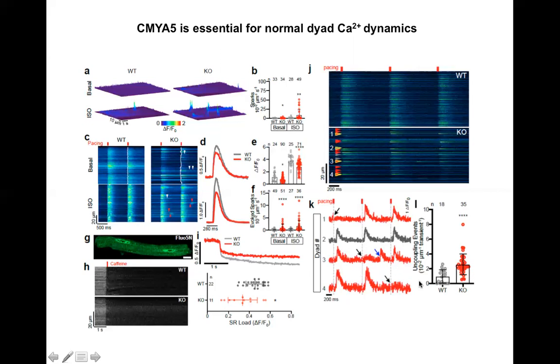In addition, the SR calcium content was 25% lower than that in wild-type cardiomyocytes, as measured by caffeine treatment. This was consistent with the decreased calcium transient amplitude and also the more frequent calcium release in the knockout cardiomyocytes.